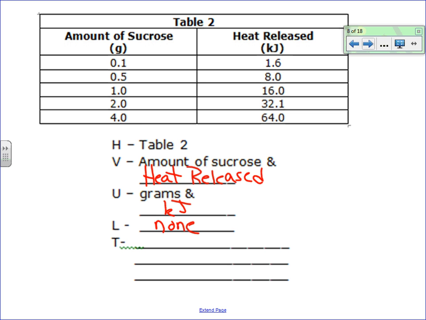Can anyone give us, let's see, the blanks we filled in were: heat released was the other variable, kilojoules was the missing unit, and there was no legend. Can anyone give us a trend?